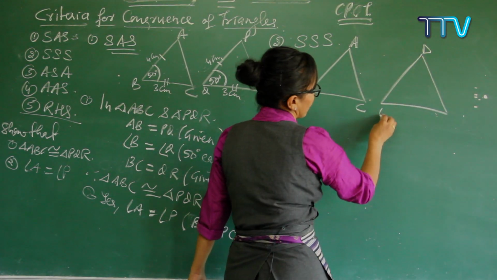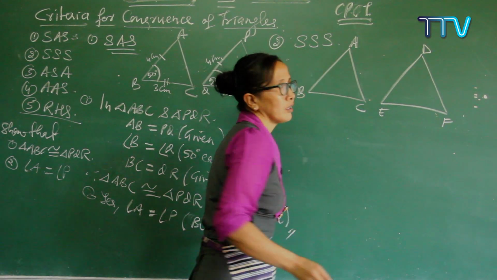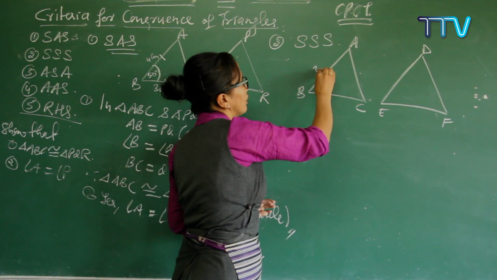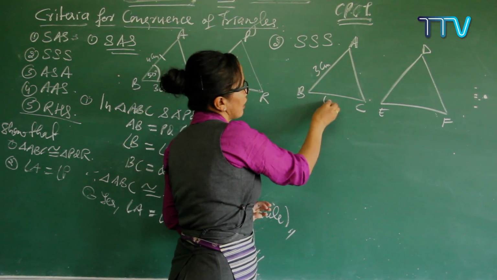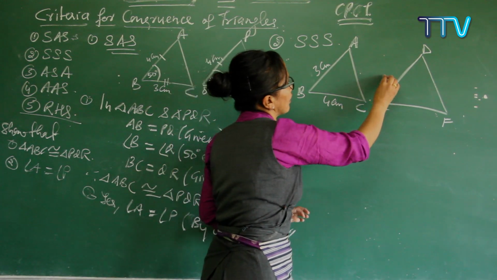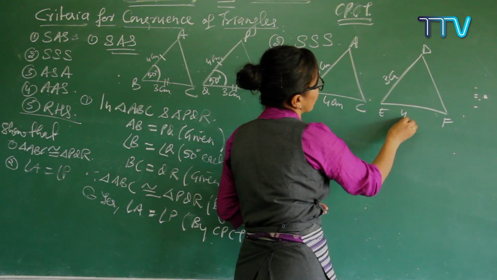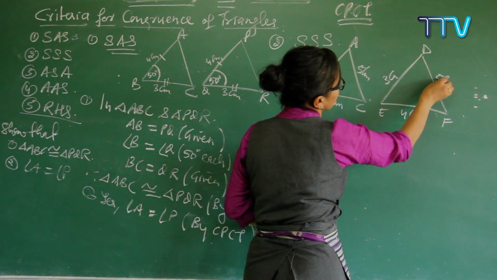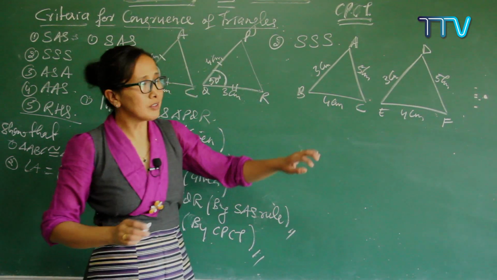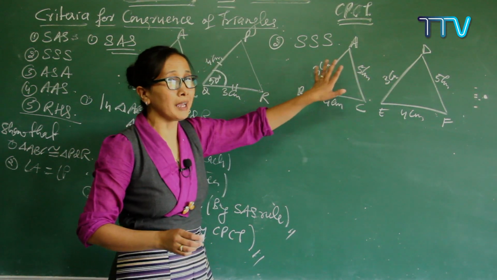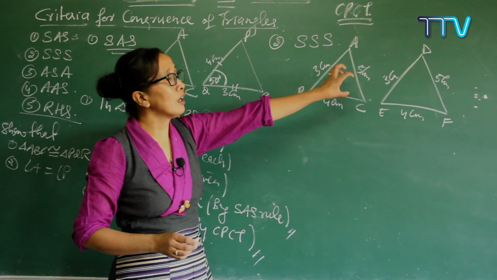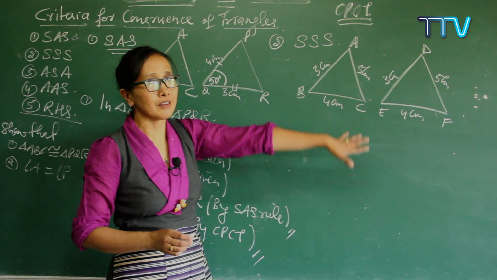D, E, and F. Do you get it? Now see here, I'll write it down: 3 centimeters and 4 centimeters, 3 centimeters, 4 centimeters, and 5 centimeters, 5 centimeters. And what is this? Just look at that triangle. Can you find any parts equal? So here, out of 6, 3 sides are equal to each other.